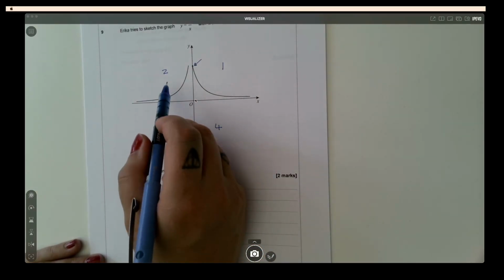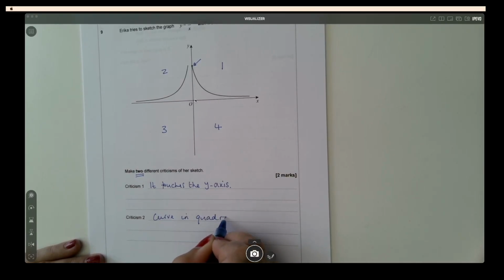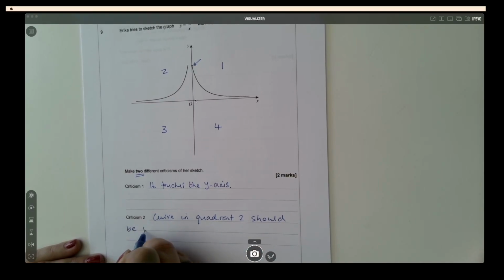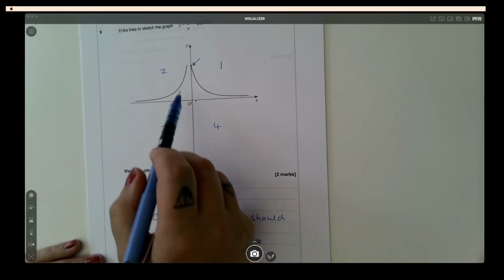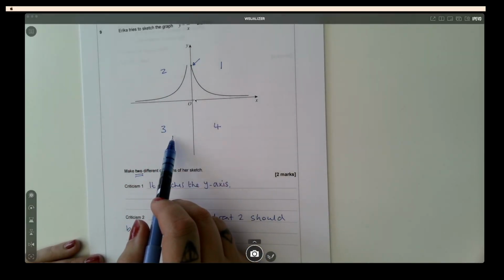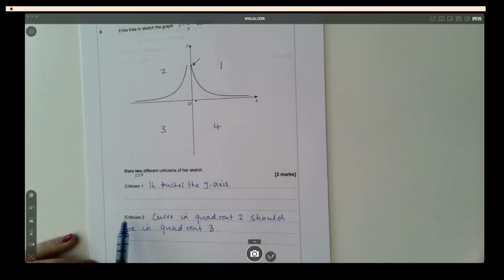You can simply say that the curve in quadrant 2 should be in quadrant 3. There we go. You could say the curve in the top left should be in the bottom left. You can mention that it's wrong, but your criticism is that it's going to be in the wrong quadrant if they were plotting the right graph.